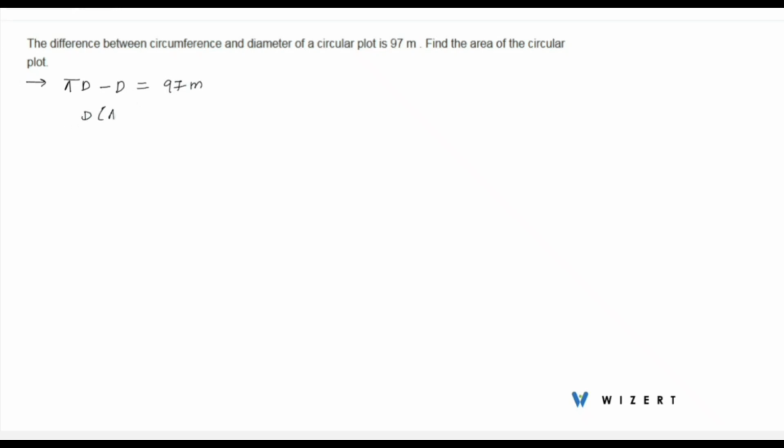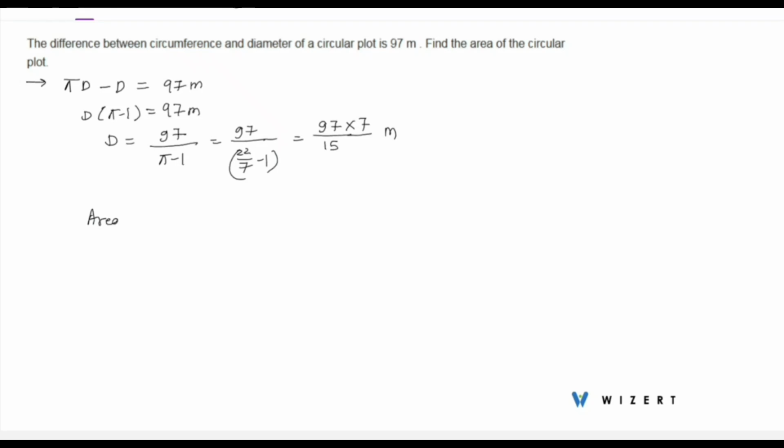If we take d common, we get d times (pi minus 1) equal to 97 meters, and we get the diameter as 97 divided by (pi minus 1) meters. If we simplify this, we get 97 divided by 22 by 7 minus 1, which is equal to 97 divided by, if we take LCM in the denominator, we are left with 15 by 7, and this 7 from the denominator will go in the numerator, multiplied by 97. So this is the diameter.